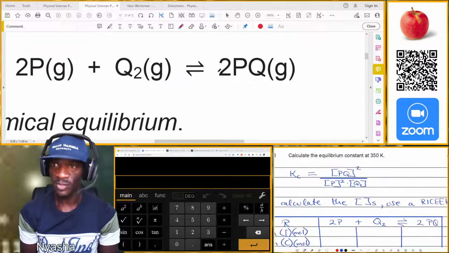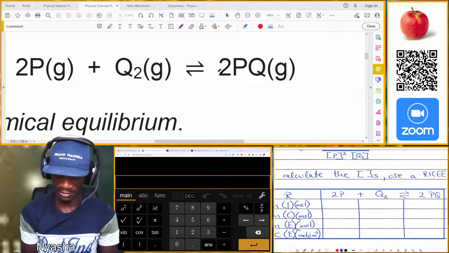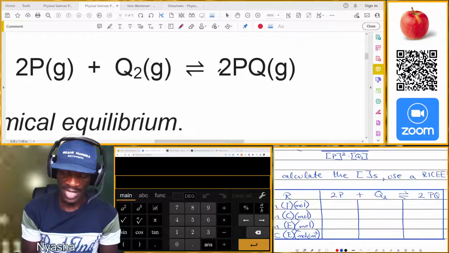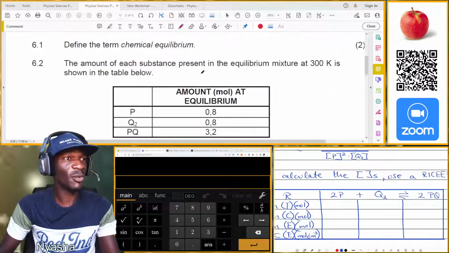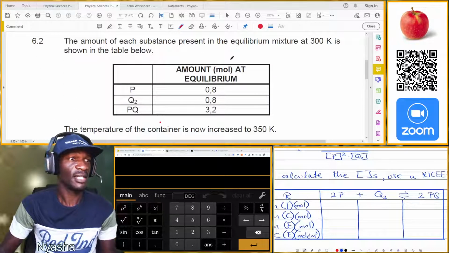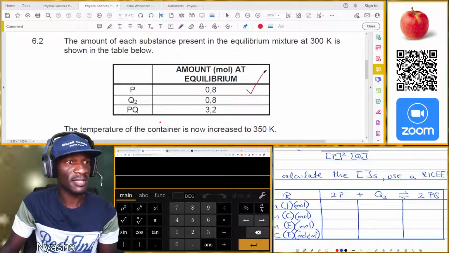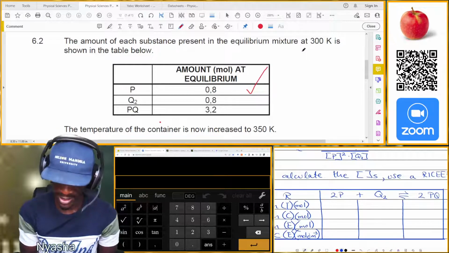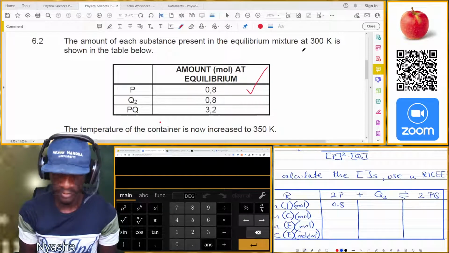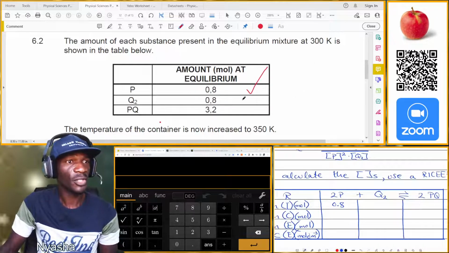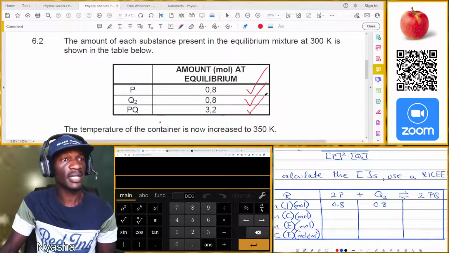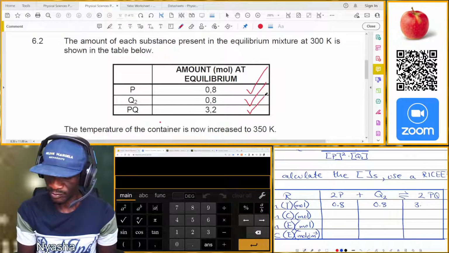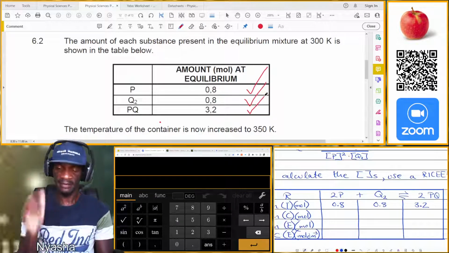Okay, so let's move now a little bit faster. So what are the number of moles initially? The number of moles initially for the substance P are 0.8. What are the number of moles for Q2? 0.8. Number of moles for the product? 3.2. That is what we are given.